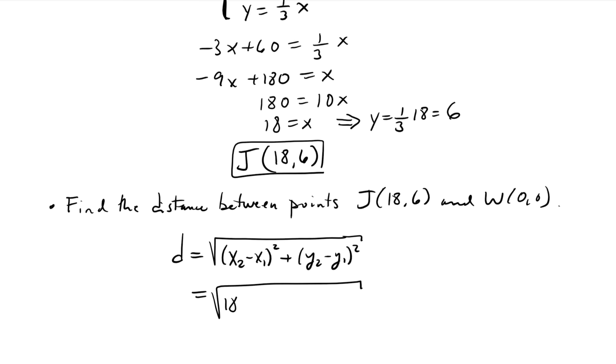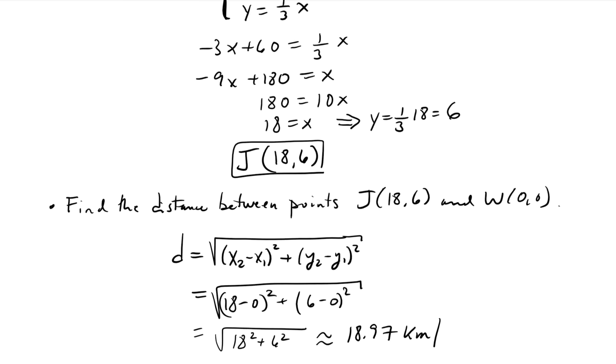So we subtract the x-coordinates, subtract the y-coordinates, and calculate this. This is going to be 18 squared plus 6 squared, square rooted. So this is approximately, using a calculator, 18.97 kilometers. And here we go. We've solved that problem.